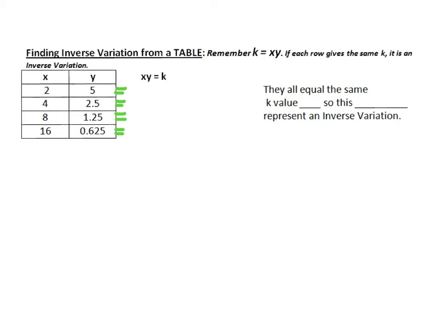So 2 times 5 gives me 10. 4 times 2.5 is also 10. 8 times 1.25 is 10. And 16 times 0.625 is also 10. So because all of them equal 10, and they're all the same, the k value is 10, so this does represent an inverse variation. Notice if one of the numbers would have been different here, then this would not have been inverse, but because they're all equal to the same value, that means that it is an inverse variation.